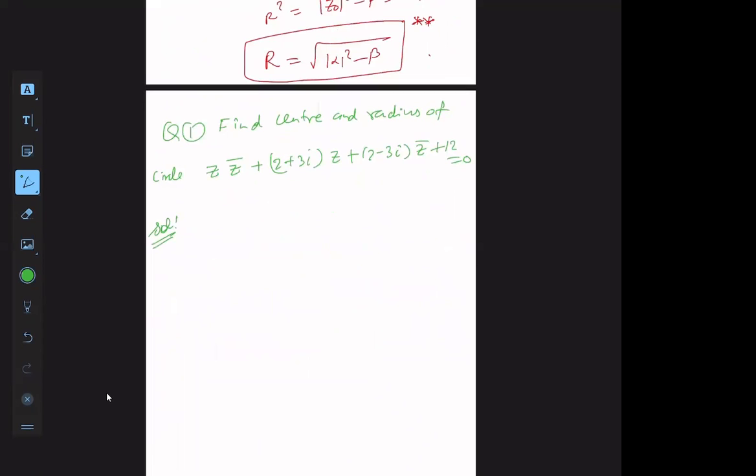So what is the center? The center is minus times the coefficient of z bar. So the center is minus 2 plus 3i, so the center is minus 2 comma 3. And what is the radius? The radius is under root of modulus of 2 plus 3i whole square minus 12. So this is basically 13 minus 12, so it is 1. Understood?